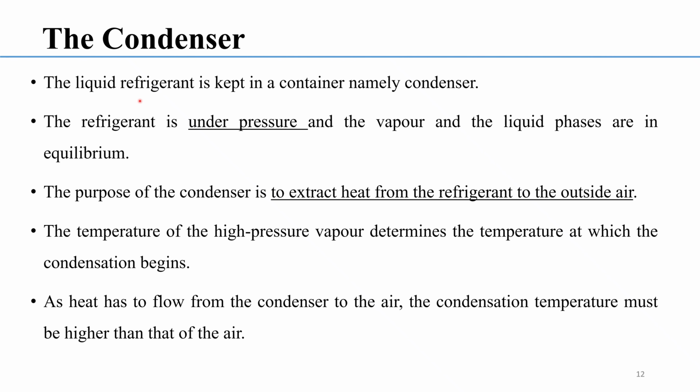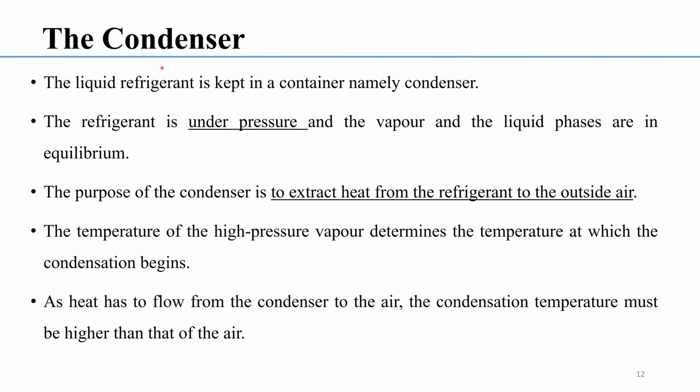The liquid refrigerant is kept in a container, namely the condenser. The refrigerant is under pressure and the vapor and liquid phases are in equilibrium. The purpose of this condenser is to extract the heat from the refrigerant to the outside air. The temperature of the high pressure vapor determines the temperature at which the condensation begins. As heat has to flow from the condenser to the air, the condensation temperature must be higher than that of the air. So the condenser is located on the lower part of the refrigerator.